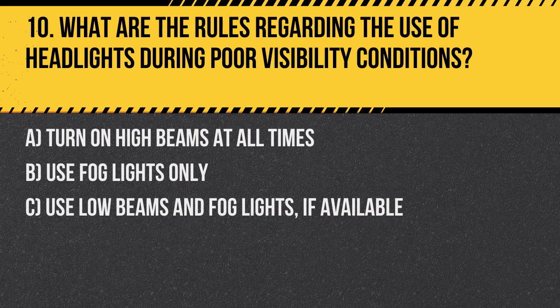Question 10. What are the rules regarding the use of headlights during poor visibility conditions? A. Turn on high beams at all times. B. Use fog lights only. C. Use low beams and fog lights if available.